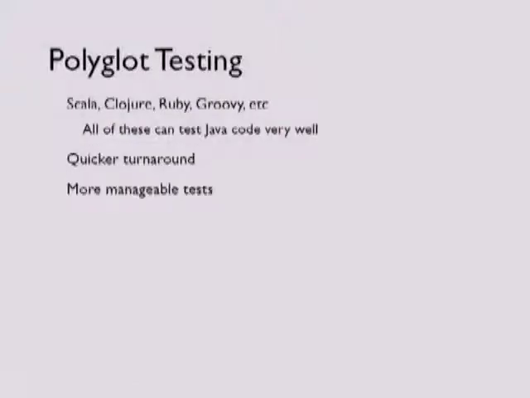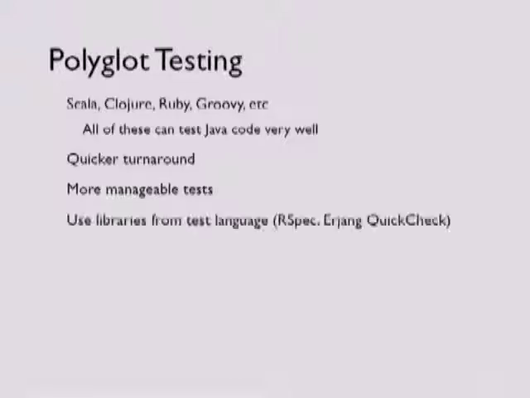Since most of these dynamic languages, well, Scala shouldn't be there if I talk about dynamic languages. Most of them don't require compilation, which means that you can run the tests quicker. The tests become more manageable, and you can also use libraries. Like RSpec is a good example. I really like working with RSpec. I've personally done several Java projects where I have tested using JRuby and RSpec, testing the Java code, and that works really, really well.